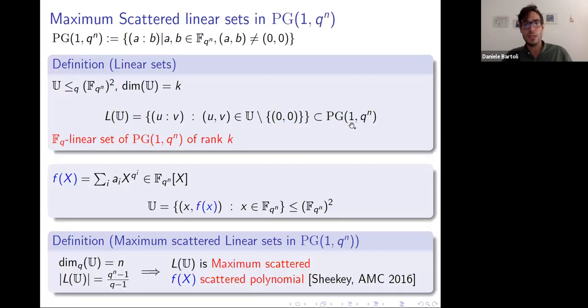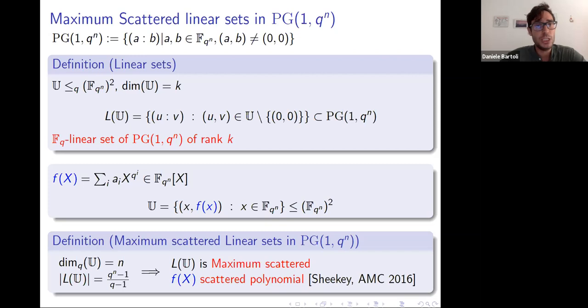Well, let's see an application to maximum scattered linear sets in this final part of my talk. I don't know if you attended the talk of Ferdinando Zullo and also the talk of Giovanni Zini. They spoke about generalizations of scattered linear sets in the projective line. So maybe you already know these definitions, but let me recall a few basic notions we will use in the next few minutes.